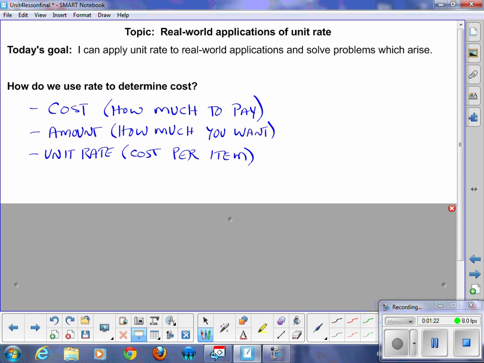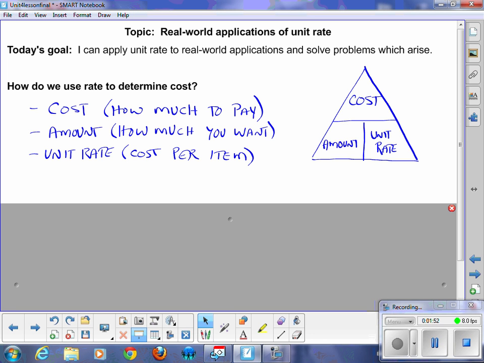Okay? So what's the triangle look like? In the top of this triangle, I'm going to put cost. All right, and that's how much you have to pay. So the explanation's right beside it. Then I'm going to construct my triangle. I'm going to go across here, down here. Amount, that's how much you desire, how much you need. It's going to go in this corner of the triangle. And finally, in the other corner, we're going to put unit rate. So those are the three items I just listed there.